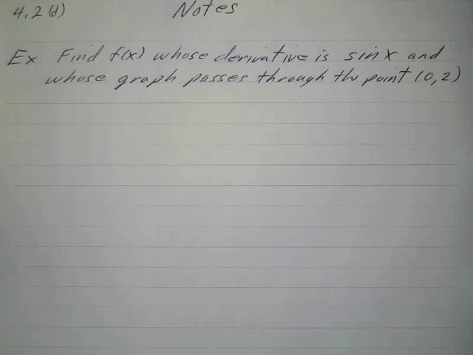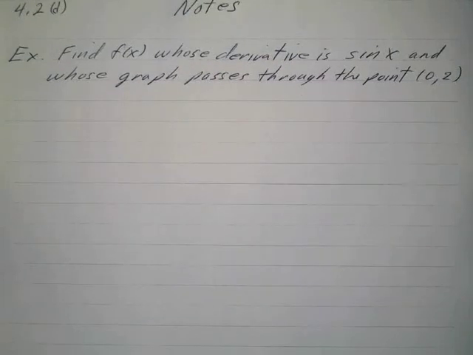So here's an example to illustrate how we use corollary 3. It says: find a function f of x whose derivative is the sine of x and whose graph passes through the point (0, 2).